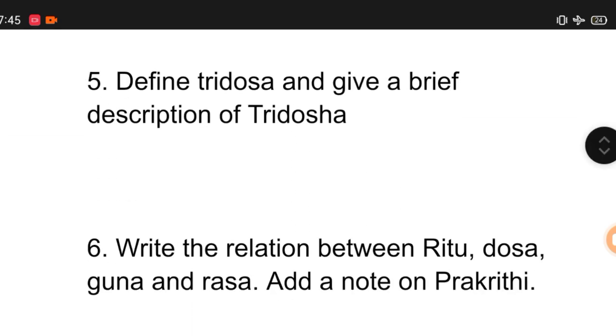Next question: define Tridosha and give a brief description of Tridosha. Here, Vata, Pitta, Kapha, Vayu Pitta Kapha cheti trayo doshah samasatah. This is a one-line shloka. Then you have to write the sthana of the Tridosha, Urdhva and so on, where they are present; that we have to mention. According to Vagbhat you have to write a shloka of 2 or 1 lines, then write the Vata, Pitta, Kapha shlokas; these are the 3 shlokas. If you know the types of Vata, Pitta and Kapha, each having 5 types, you can write that.